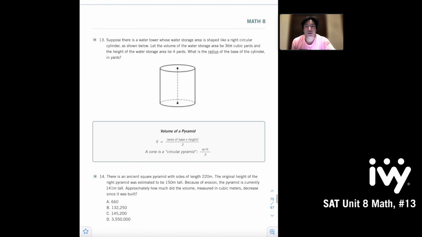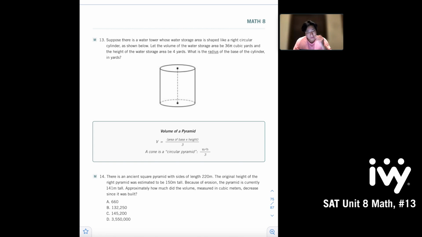Okay, question 13. Suppose there's a water tower whose water storage area is shaped like a right circular cylinder, as shown below. Let the volume of the water storage be 36 pi cubic yards, and the height of the water storage area be 4 yards. What is the radius of the base of the cylinder?